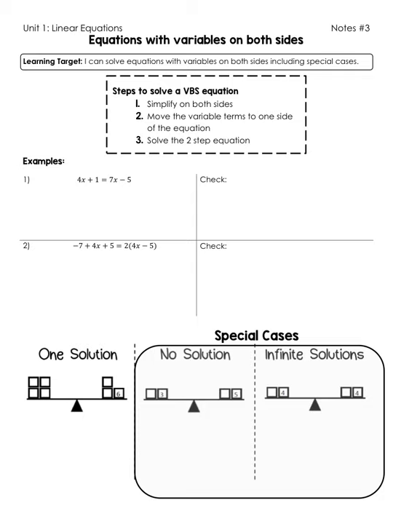The first thing that we'll have to do is simplify on both sides of the equal sign if necessary. And then we're going to move all of our variable terms to one side of the equation. We'll either use our inverse operations to move them to the left or to move them to the right. And after that, we'll have a normal two-step equation that we can solve. So we're going to do two examples together, and then we're going to look at what some special cases are.